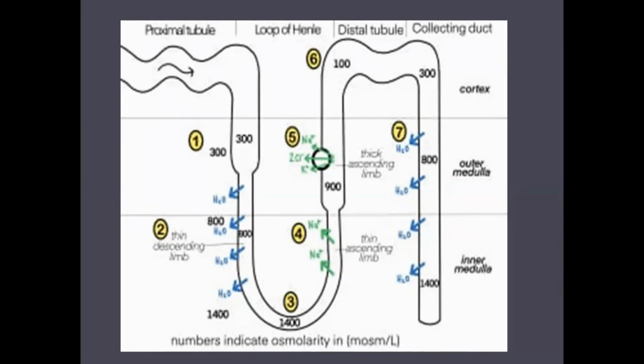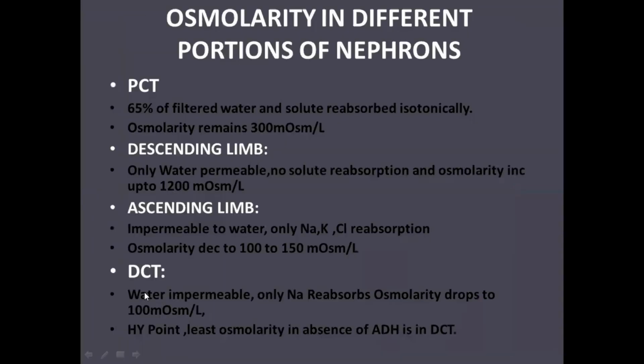All right? Yes, so going down the loop of Henle, it's getting more concentrated, right? Because the water is leaving. And then in the medulla it's getting less concentrated, right? Because there's more water. Yes. Okay, thank you so much.